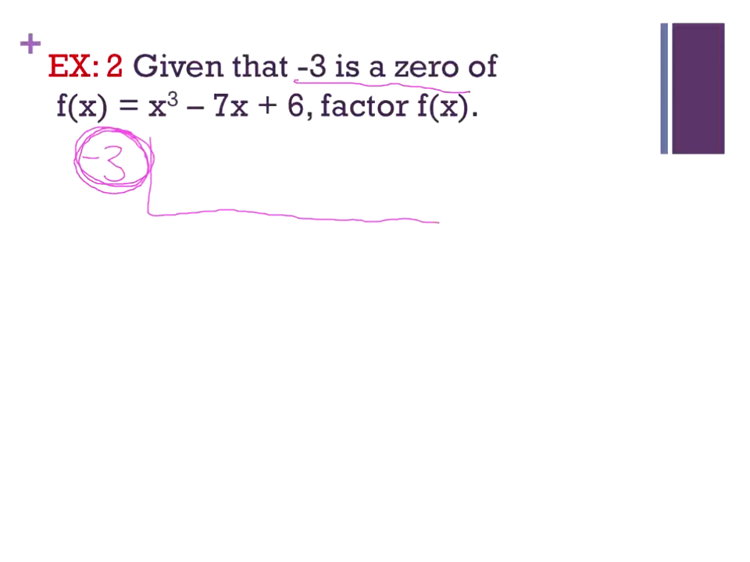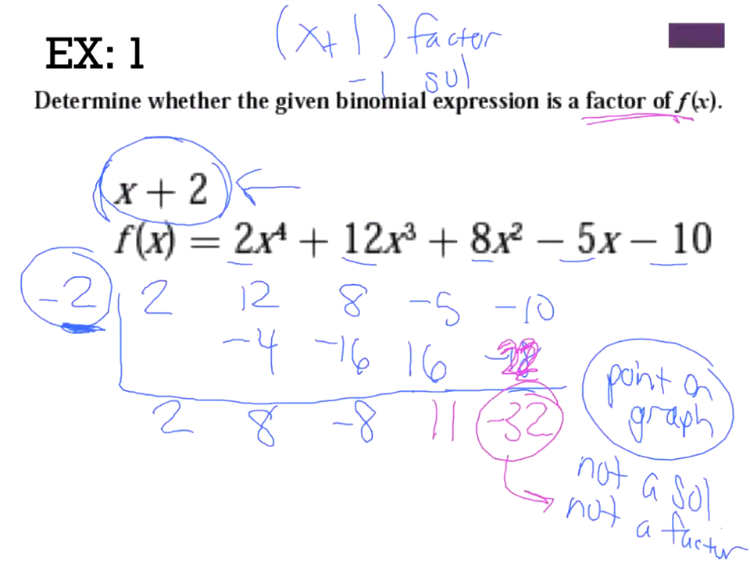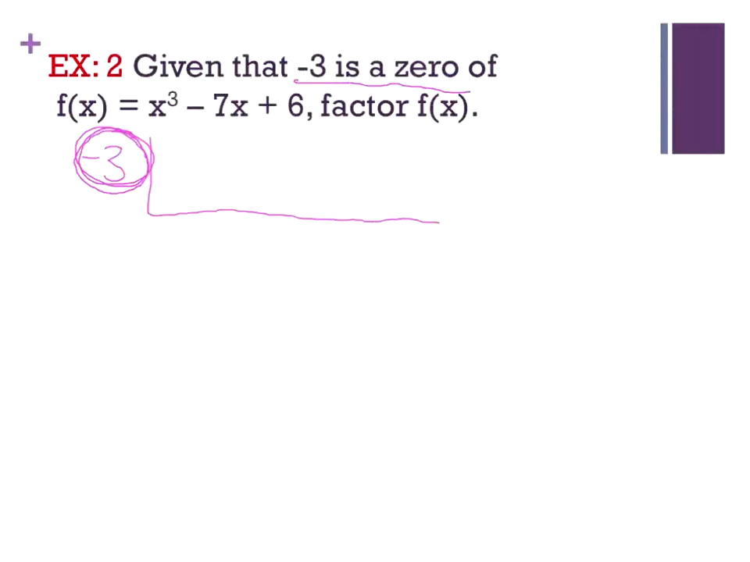Can we compare this to the last one real fast, just so we see the difference? Okay, the last one said, determine whether the given binomial is a factor. So since it had the x plus 2, I had to change it to the minus 2. Do we see the difference in how they asked the question? This time they just say, given that negative 3 is a 0. If it's a 0, it gets to go right out there.